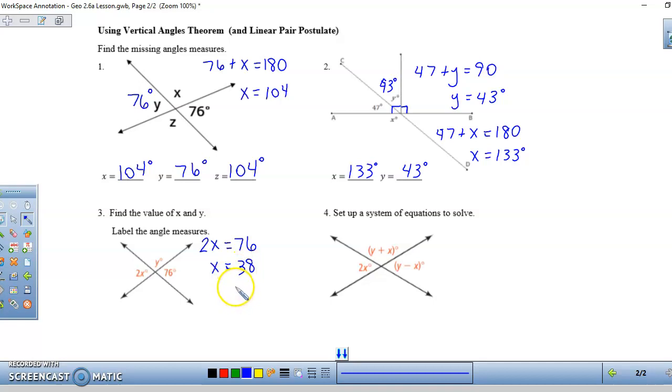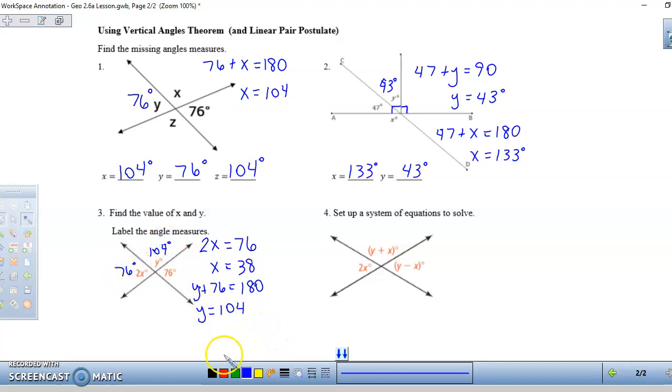Okay. On the second one, so here the y, again, is a linear pair with 76. You could do it with the 2x, but then you'd have two variables. So I would recommend doing it with the 76, but you have y plus 76 equals 180. Subtract the 76. We actually did this subtraction right above here, and you get 104. Again, you can always plug into the picture and make sure that makes sense, but this would be 104. And then 2 times x would be the 76.